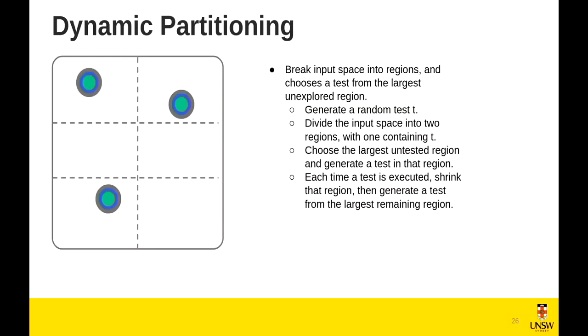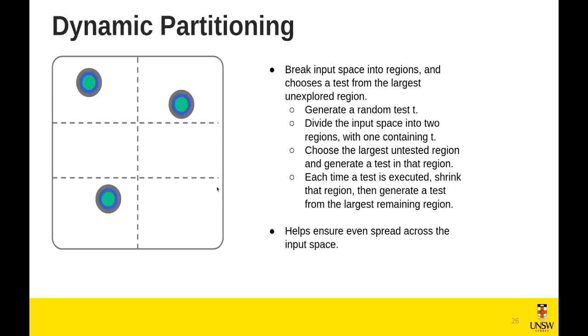But the more test cases we are generating, we should shrink the size. Because if we generate more test cases and we keep a very large exclusion zone, then we may not be able to find a new test case eventually. So we have to shrink the size of the exclusion zone. And it works like this.